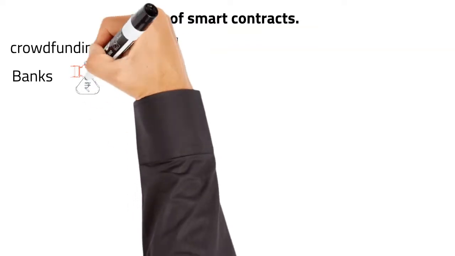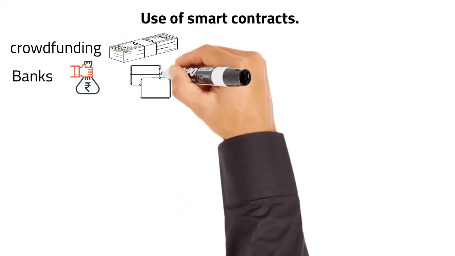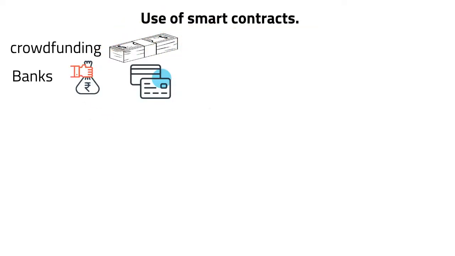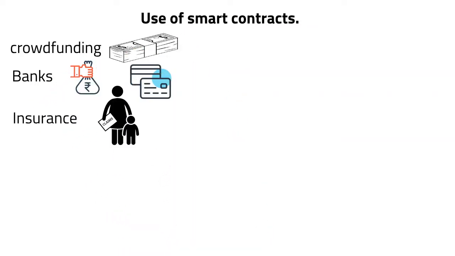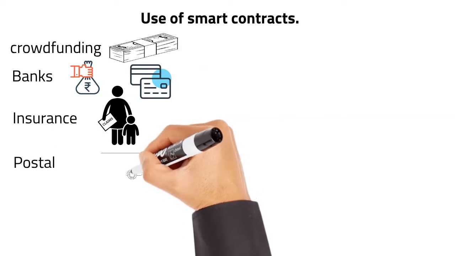A bank could use it to issue loans or to offer automatic payments. An insurance company could use it to process certain claims. A postal company could use it for payment on delivery.